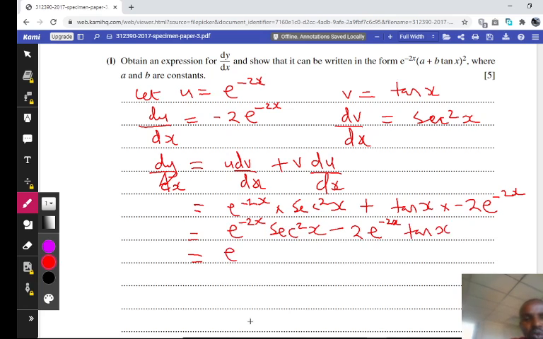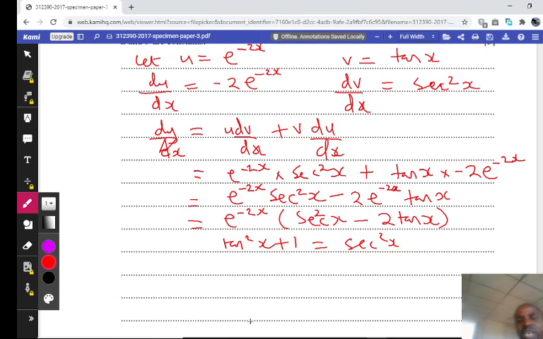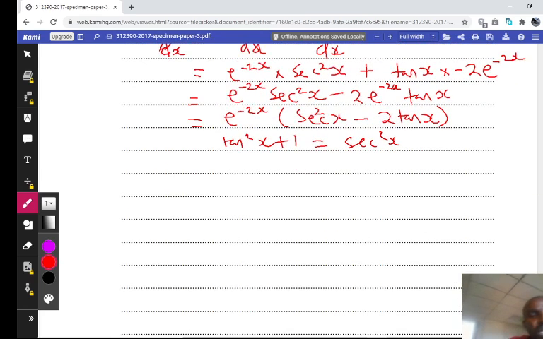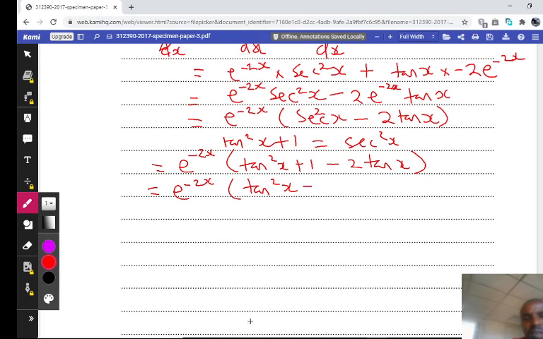Right, let's factor out e to the power minus 2x. You will be left with sec squared x minus 2 tan x in the brackets. Then let's use this identity: tan squared x plus 1 equals sec squared x. So we can replace sec squared x with tan squared x plus 1. So it will be e to the power minus 2x times tan squared x plus 1 minus 2 tan x. Let's express the value inside the bracket as a quadratic: tan squared x minus 2 tan x plus 1.